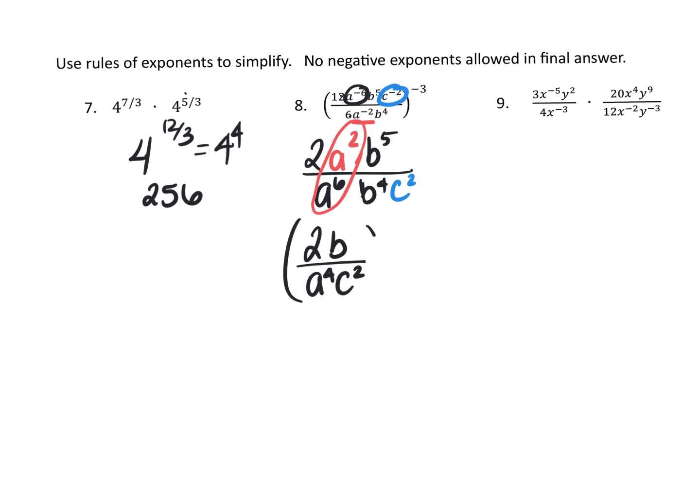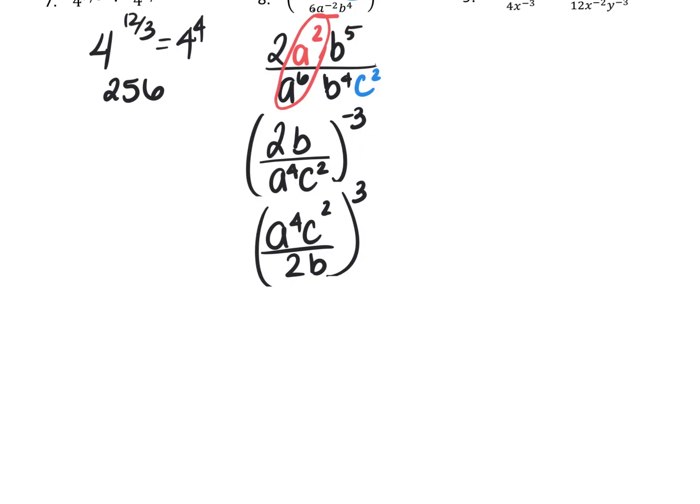Now I'm going to deal with the negative 3 exponent. The first thing I'm going to do is deal with that negative, and it's going to flip my fraction: a to the 4th, c squared over 2b to the positive 3. And then I'm going to apply the 3rd power to everything. A to the 4th cubed, multiply my exponents, a to the 12th. C to the 2 cubed, multiply, 6. 2 cubed is 8, and b cubed. Don't forget that this b has a 1 there, so it needs to get multiplied by that exponent as well.